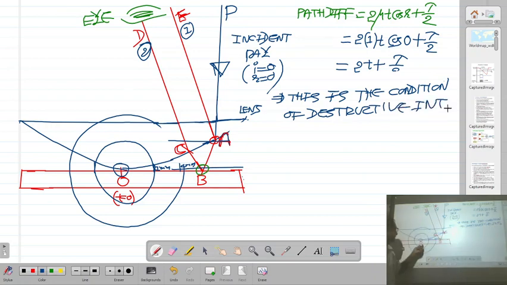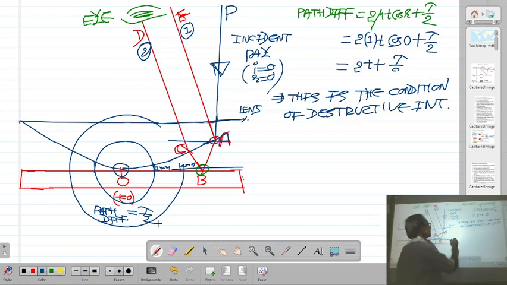So at the contact point, the path difference between the first reflected ray AE and the second reflected ray CD is lambda by 2. Lambda by 2 is the condition of destructive interference. So destructive interference will occur at the center or contact point. Therefore, the contact point is always dark.